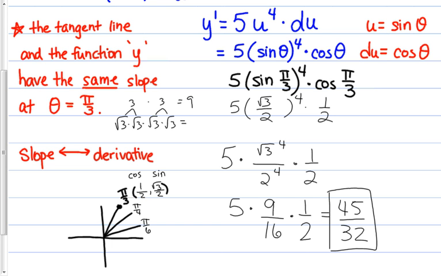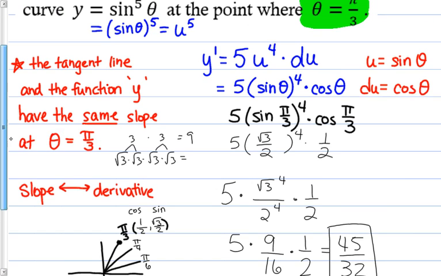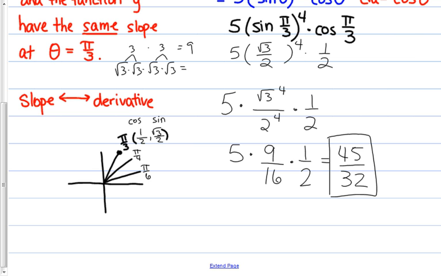More accurately, wait, was this F? What was this called? It was called Y. Okay. So Y prime of pi over 3 is 45 over 32.